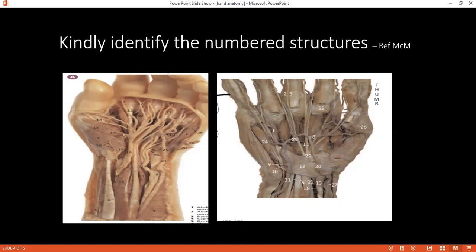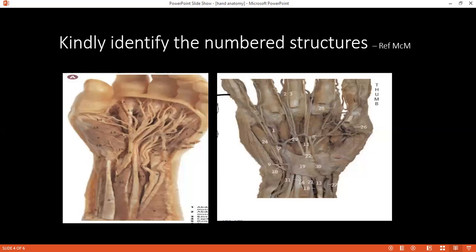Quickly, I want you to identify 3 or 4 structures. Where is my cursor? 31 over here. That one is the ulnar artery. Okay, 27, please. 27 is radial artery. Yes, 29. That's the superficial palmar arch.